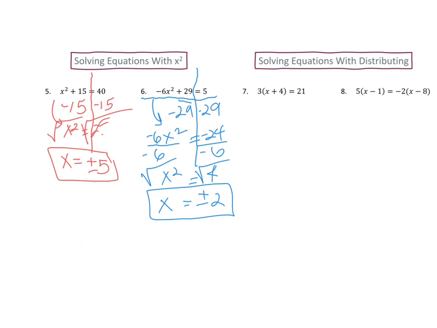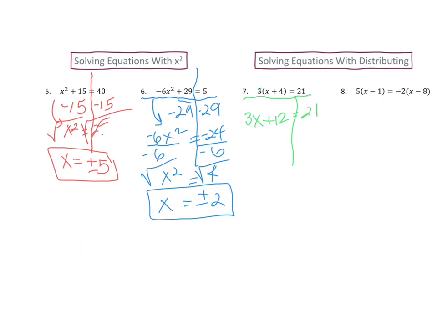Now, if you haven't done these yet, why don't you stop the video, write them down on a piece of paper, and try and solve them before I do it, and you can check my work to see if I did it right. Did you stop the video? I hope you did. For number 7, I've got 3 times x plus 4 equals 21. So before I do anything, I have to distribute out the 3. 3 times x is 3x. 3 times 4 is 12. And it equals 21.